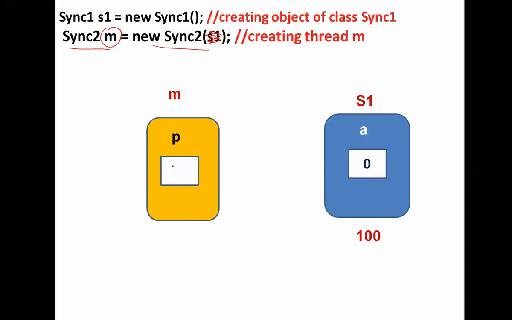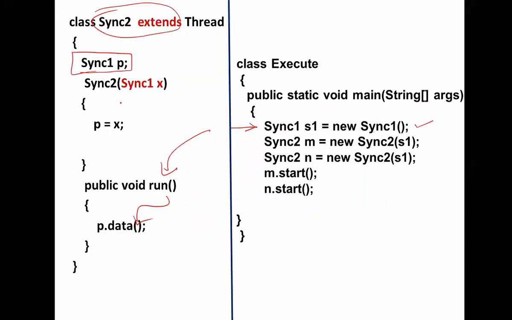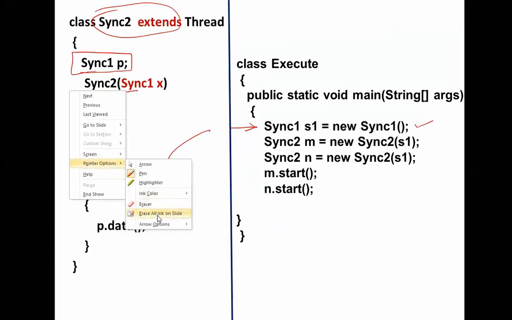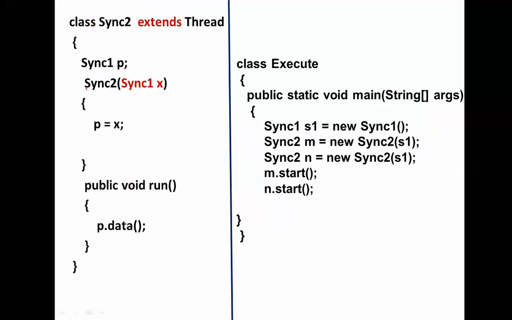Which has this p. But understand this, whenever I create an object, that is when the constructor gets executed. Now, sync2 is a constructor, so this will get created whenever I create an object of this class sync2. But understand, this is a parameterized constructor. For this constructor to work, I need to pass a value of the class type sync1. Or in other words, whenever I create an object of class sync2, for this constructor, I need to pass another object of class sync1.